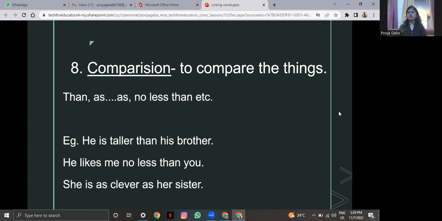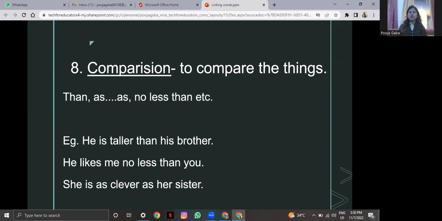Now the next one is to compare things. Comparison. When we have to compare different things or different persons, the linking words used are than, as dash as, no less than, etc. See these examples. He is taller than his brother. So here the linking word is than and we are comparing the height of him and his brother.